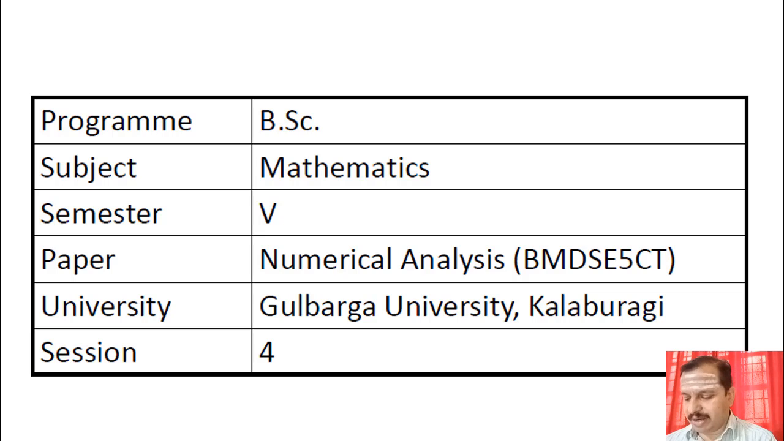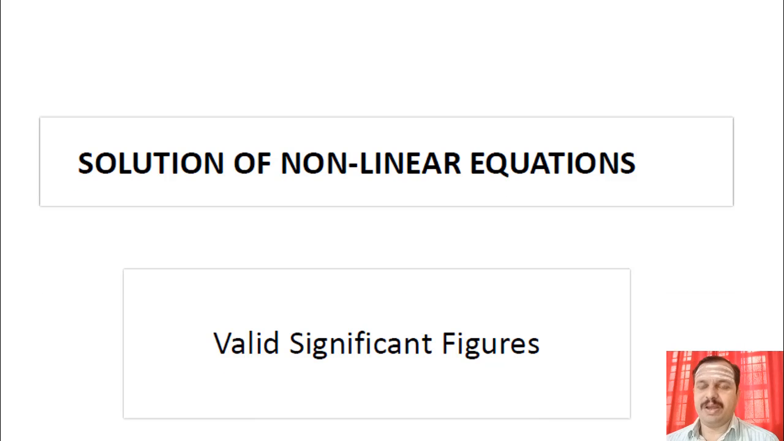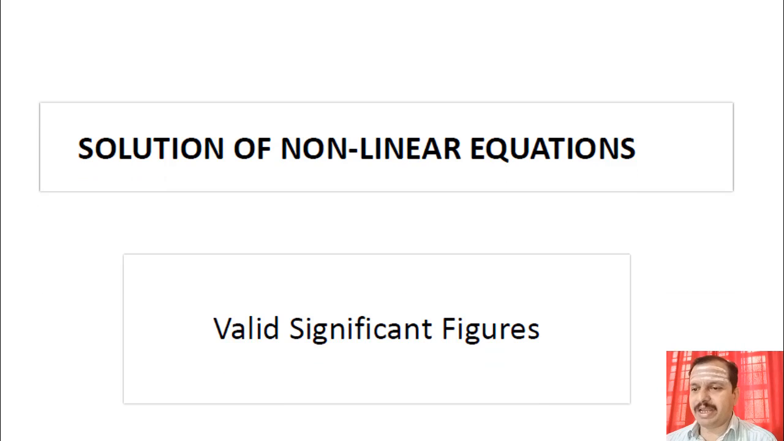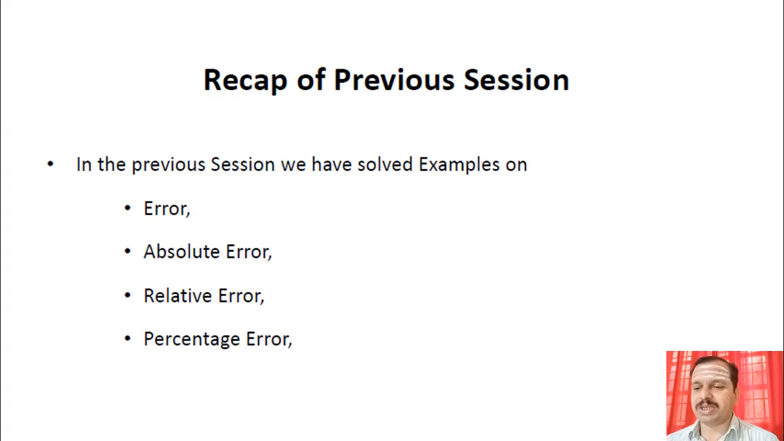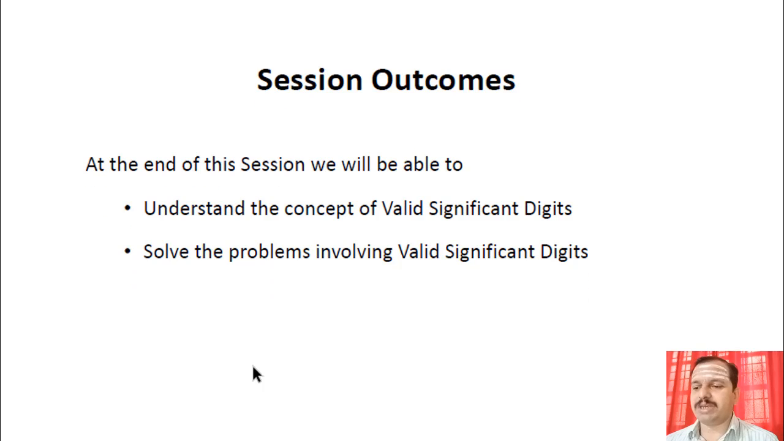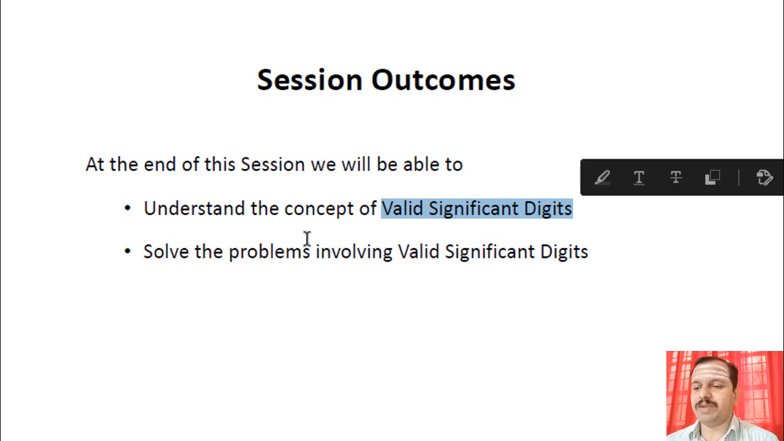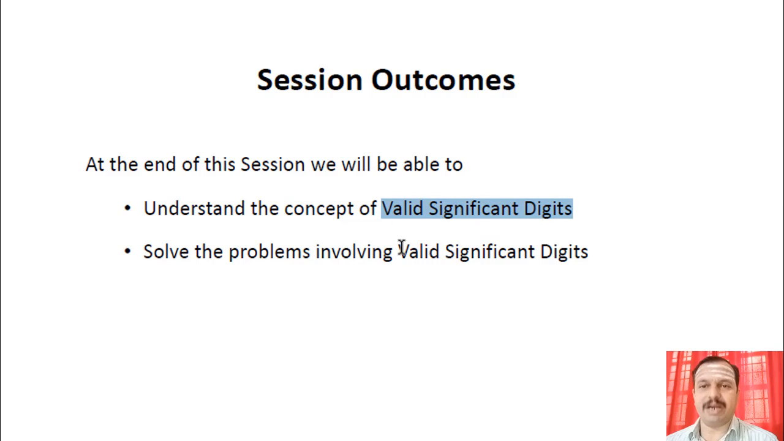In this lecture, I would like to explain to you about valid significant figures. So let us have a recap of the previous session. In the previous session, we discussed a couple of examples on errors, absolute errors, relative errors and percentage errors. And at the end of this session, we will be able to understand the concept of valid significant digits, and we will be able to solve a couple of examples which involve the concept of valid significant digits.